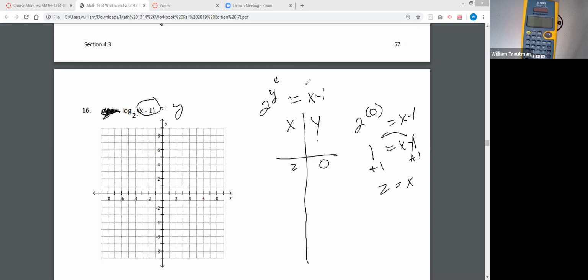You see, if I put a 0 in here for the y, I keep on forgetting we're plugging in the y's. If I put a 0 into the y, 2 to the 0 power is 1. Bring this 1 to the other side, and 1 plus 1 is 2. The x is 2. Okay, so I'm going to plug another number in here.